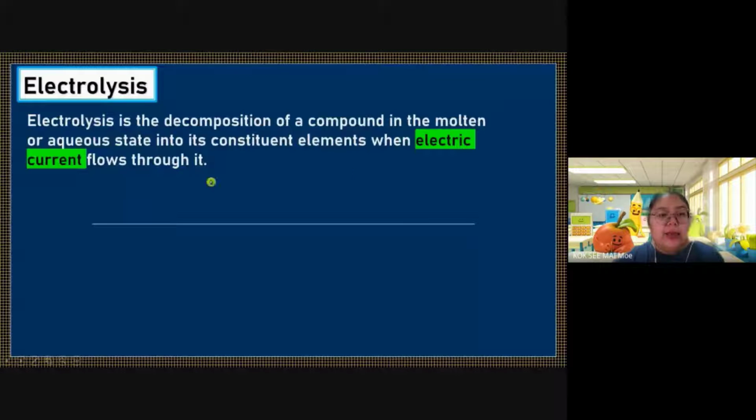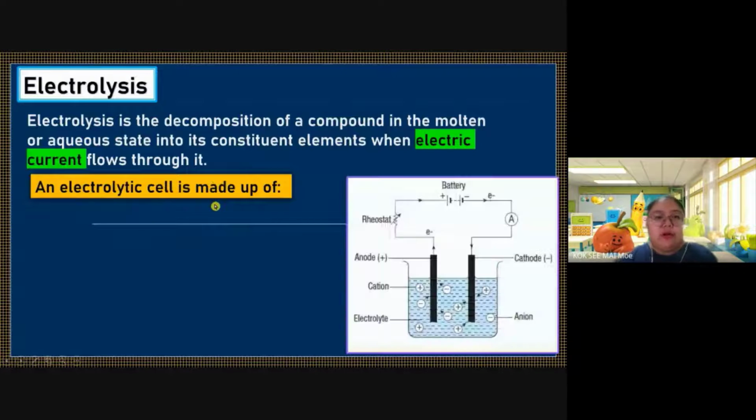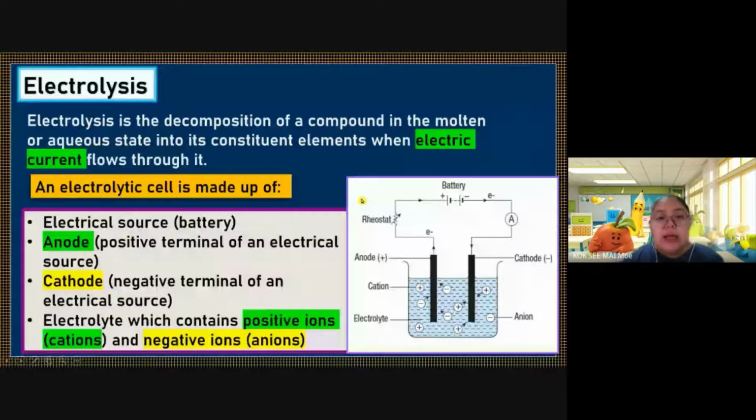Okay, and the electrolytic cell is made up of the parts you can see in the diagram. All the structure I explained just now, now I show you in words. This one is an electrolysis process. First, you must have the battery. The battery we call the electrical source.